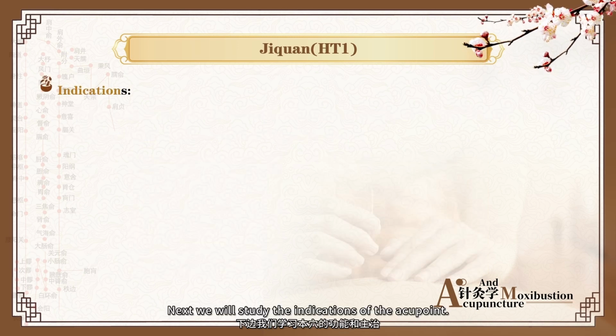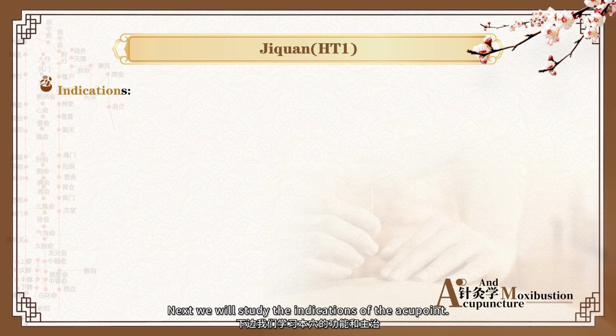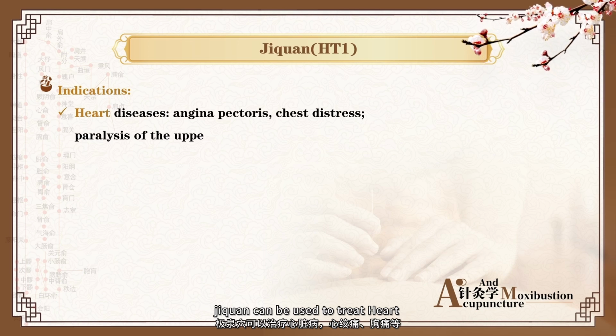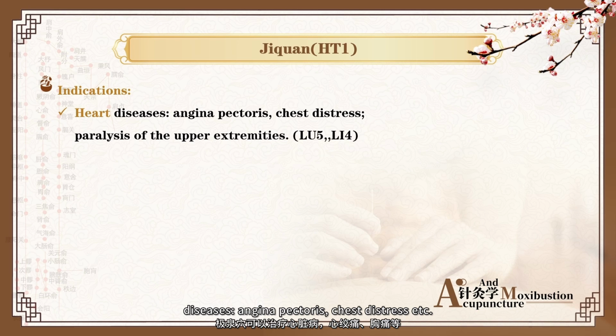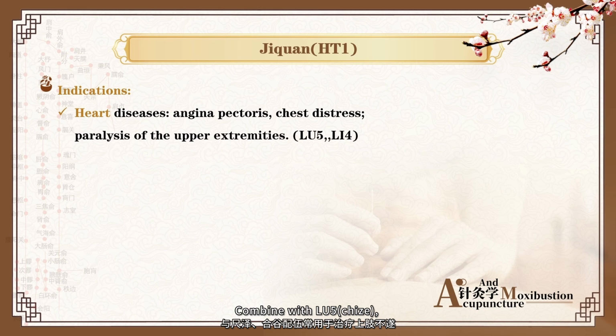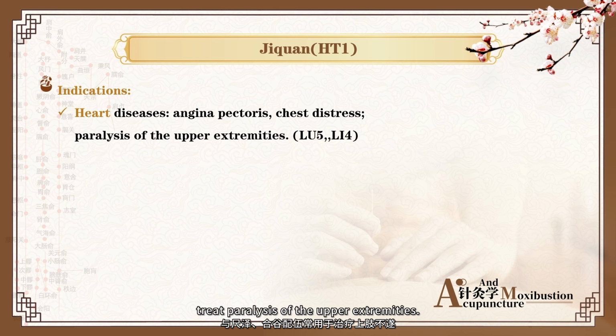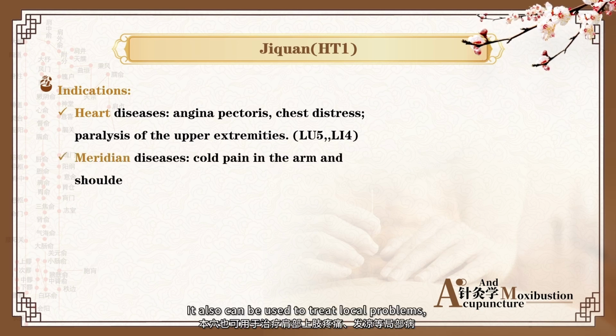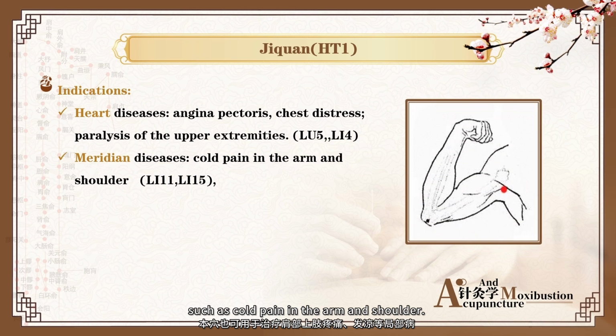Next, we will study the indications of the acupoint. As the acupoint of heart meridian, 极泉 can be used to treat heart diseases, angina pectoris, chest distress, etc. Combined with lung 5 and large intestine 4, it is commonly used to treat paralysis of the upper extremities. It also can be used to treat local problems, such as cold pain in the arm and shoulder.